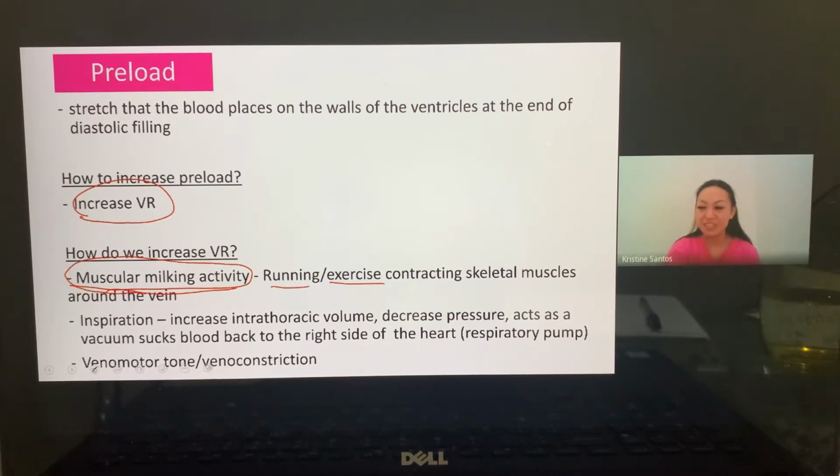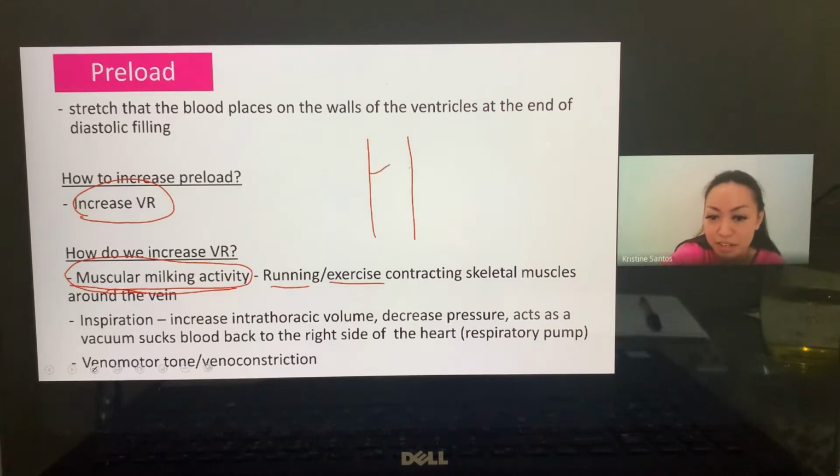Muscular milking activity is basically when you're walking and exercising, we have veins in our legs. We have deep veins, the femoral vein, the popliteal vein, anterior tibial vein, posterior tibial vein, all of these veins. So I'll draw that. This is a vein, and veins have valves to prevent backflow and to aid the movement of blood back to the right side of the heart.